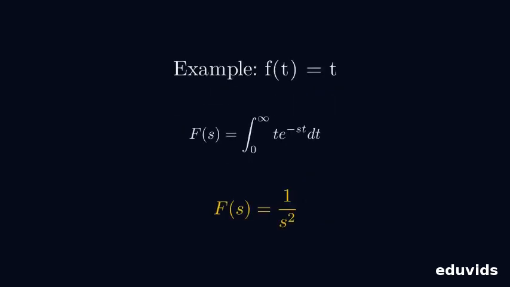Second, f of t equals t. We integrate t times e to the minus st. Using integration by parts, we eventually find that the transform is 1 over s squared.